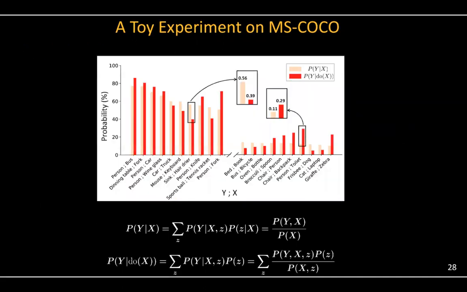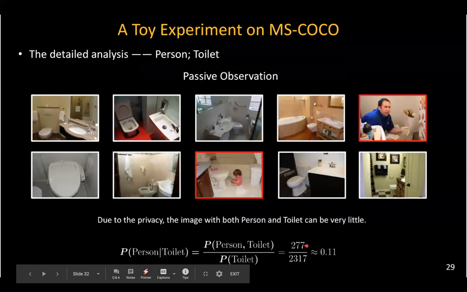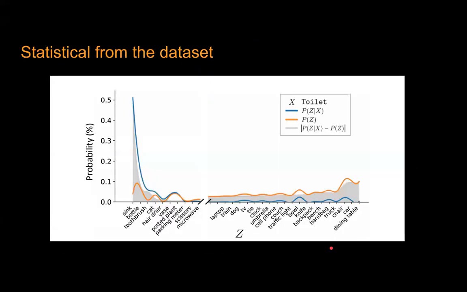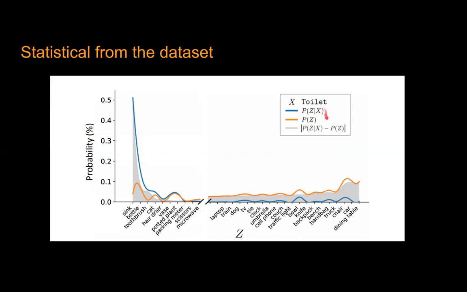So let's say, what's the difference between the conditional distribution with or without do calculus? We see that the first part is exactly the same. The only difference comes from the p of z given x and the p of z. So the difference between these two numbers, 0.11 and 0.29, actually comes from the difference, in this data set, between p of z given x and p of z.